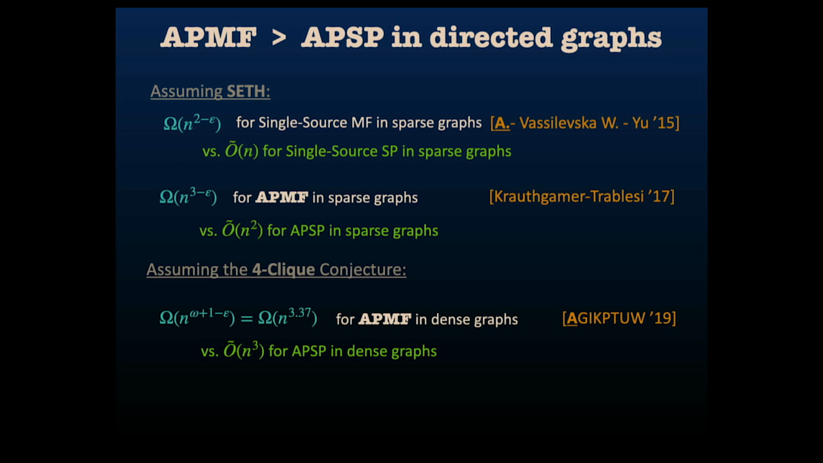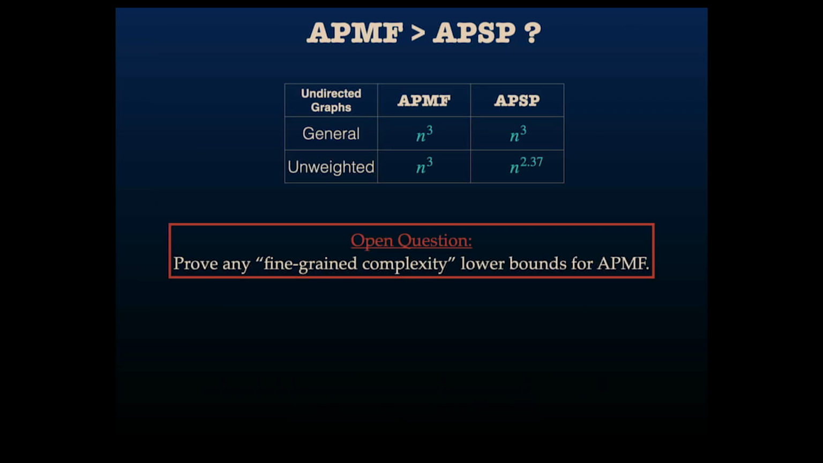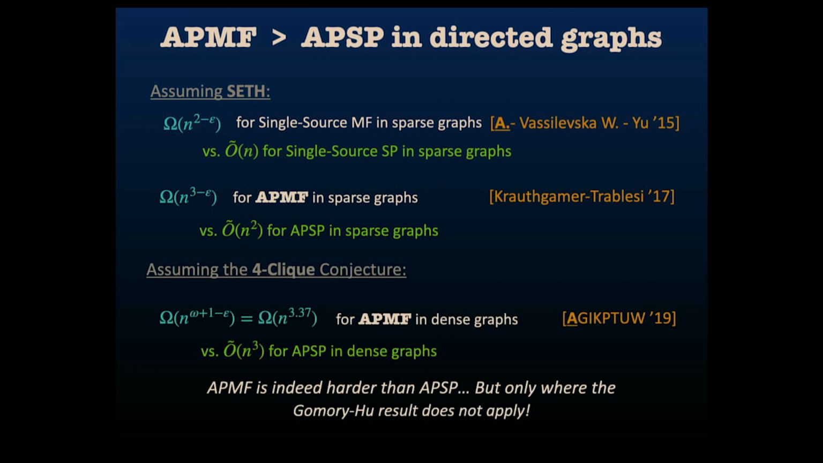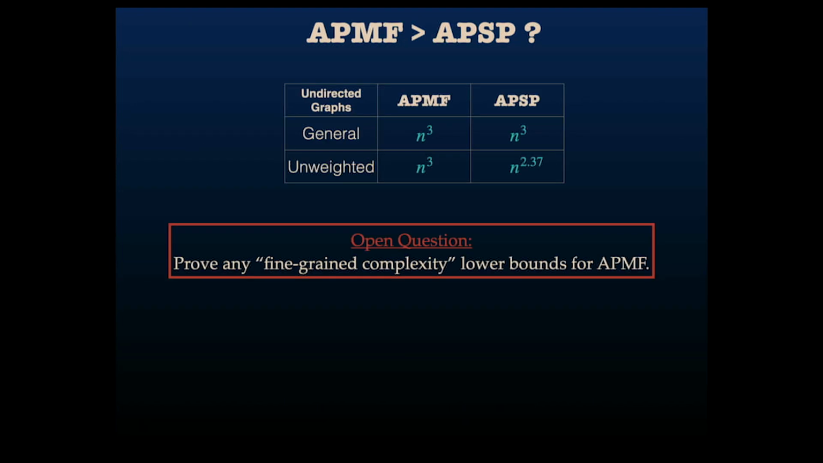Okay. So that says that yes, APMF is harder, like we expected, but only in the directed case, where it's a very different problem. The Gomory-Hu result doesn't work, so we kind of knew that it's very hard there. So we were not satisfied at all. We were thinking about the undirected case, and that was a really big open question. Can we prove any lower bound? We didn't have any lower bound. There was just even 2.1 or something we didn't know.